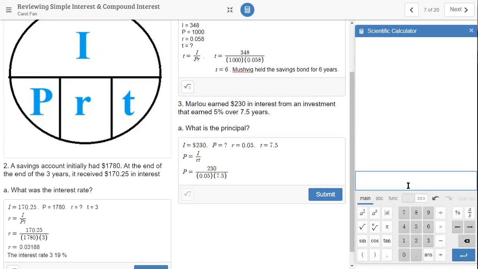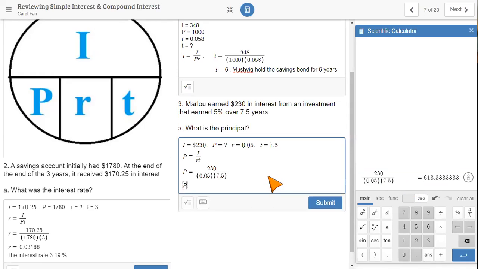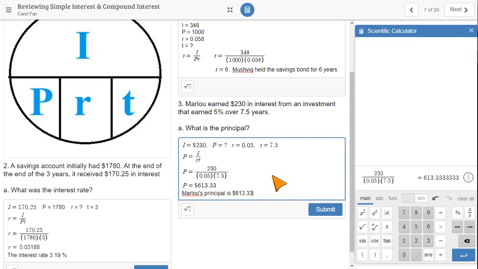Okay, let's go to the calculator. 230 divided by 0.05 times 7.5. And the principal, 613 and 33 cents. So Marlou's principal, 613.33.